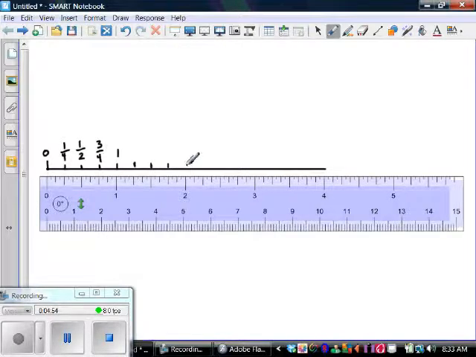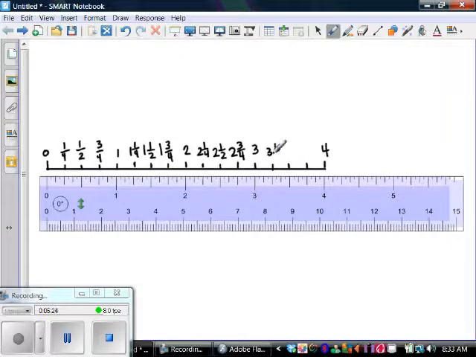Okay, now let's keep going. Can you do the next 4 all the way to 2? So this is 1 1/4, 1 1/2, 1 3/4, 2. Okay, now we're going to make it all the way to 3. 2 1/4, 2 1/2, 2 3/4, 3. And finally, all the way to 4. 3 1/4, 3 1/2, 3 3/4.